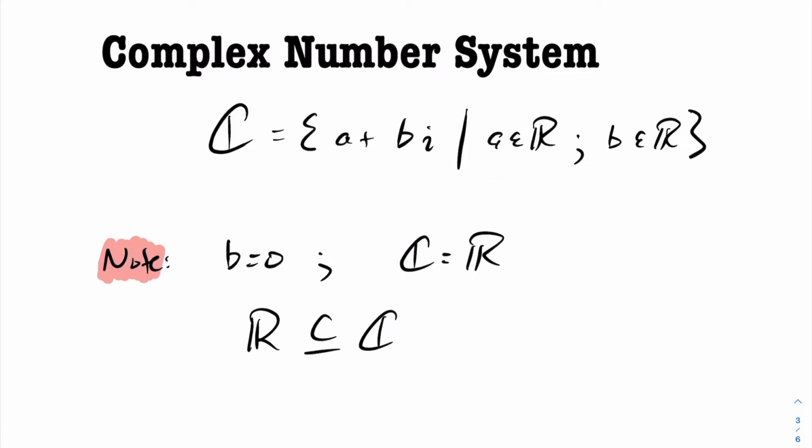You'll notice here that if we let b equal 0 in this equation, effectively you get rid of the complex portion. You're just left with your real portion. So your real numbers are actually contained inside of your set of complex numbers. And again, that's because if you do let b equal 0, there is no complex portion, only a real portion, so it is a subset.